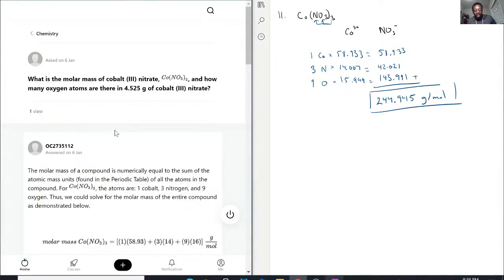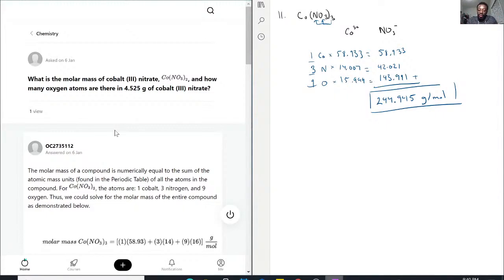Okay? So with that being said, it's also asking how many oxygen atoms are there in 4.525 grams of cobalt-3 nitrate. So now we want to find out how many moles are there in that 4.525 grams, and then we're going to use Avogadro's number to find out how many atoms of oxygen there are. But before we even go there, we need to first find out how many moles of oxygen per 1 mole of cobalt, which should be a 9:1 ratio, as we've done here. Well, to be specific, 1 mole of this molecule.